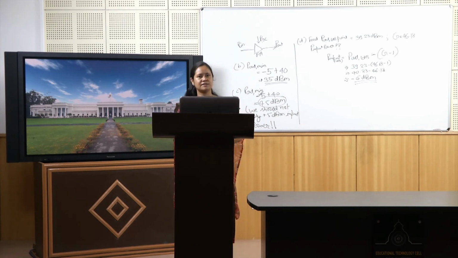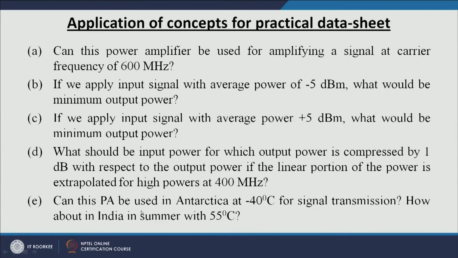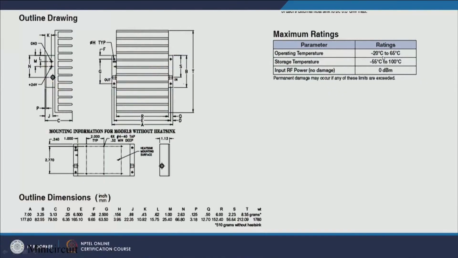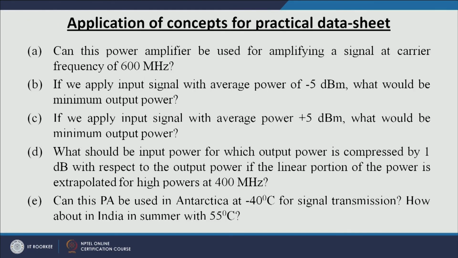Now the next question arises: can we use this PA in Antarctica at minus 40 degree centigrade for signal transmission? If you remember, they were giving us the temperature range also. It can work only from minus 20 degree centigrade to 65 degree centigrade in the operating condition. So no, we cannot use our device at minus 40 degree centigrade. The answer is no for this one.